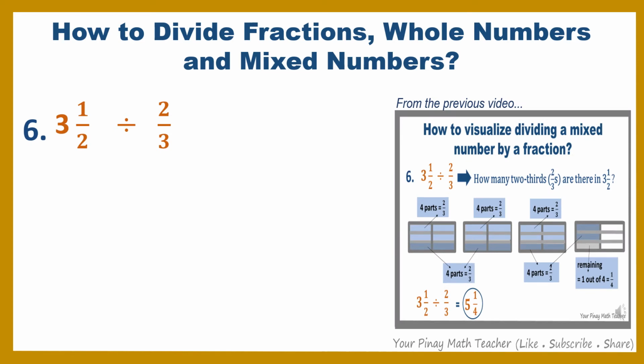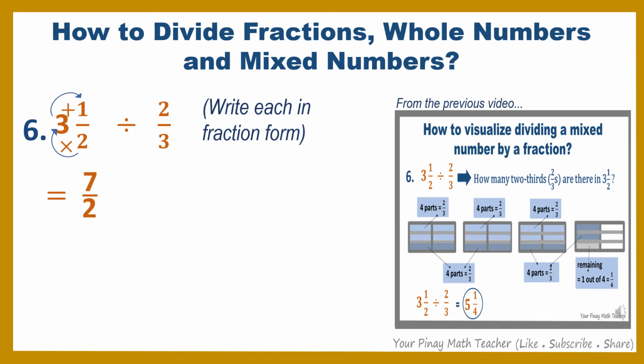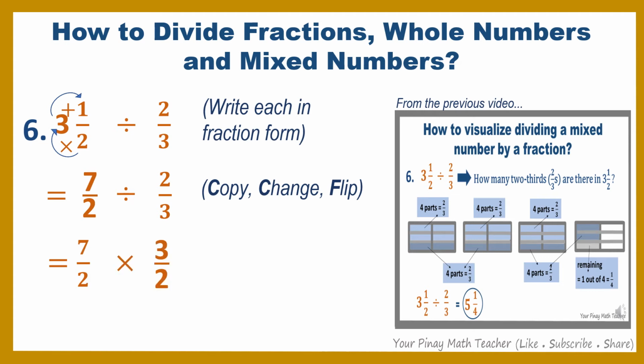Number 6. 3 and 1/2 divided by 2/3. So write each in fraction form. 3 and 1/2 is equivalent to 7/2. 3 times 2, 6 plus 1, 7. Copy, divide 2/3. And then do copy, change, flip. Copy 7/2 times 3/2, the flip fraction of 2/3. Multiply them, and again 3/2 is the reciprocal of 2/3.